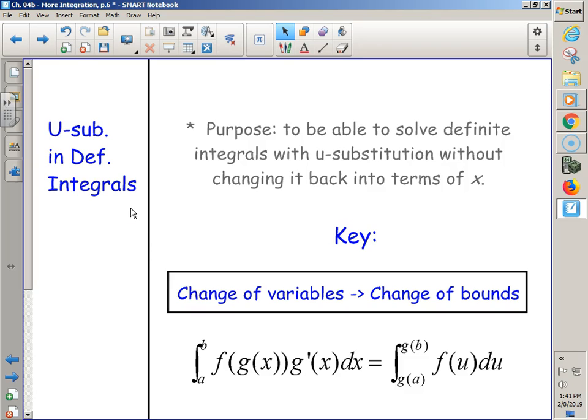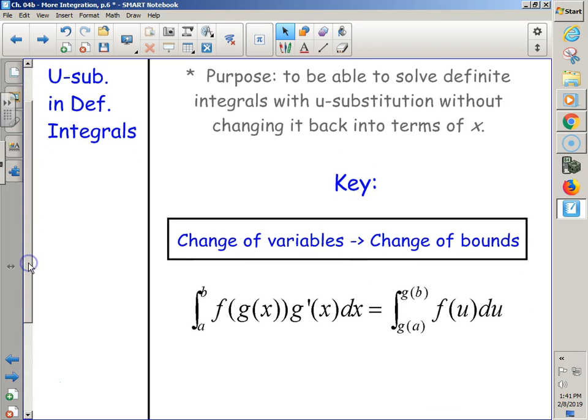The entire point of today is finishing section 4.5, which part of it was putting together all the integration stuff we've done up until this point with indefinite integrals. But what else did I say we had to cover? Definite integral. So here we go. Definite integrals. U sub indefinite integrals. What if there are bounds?